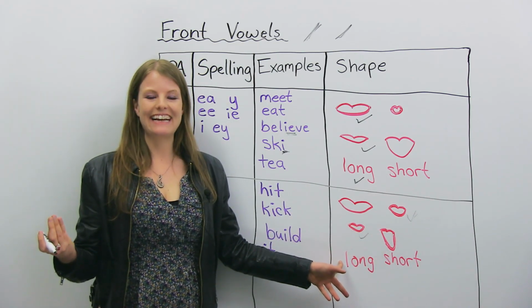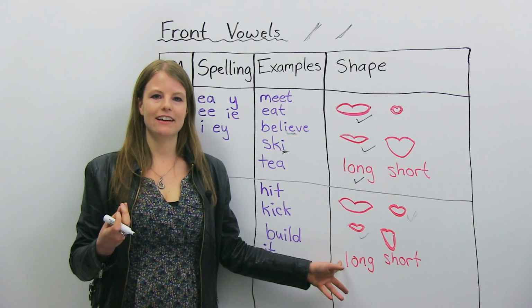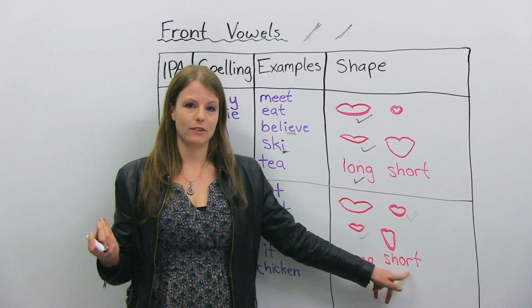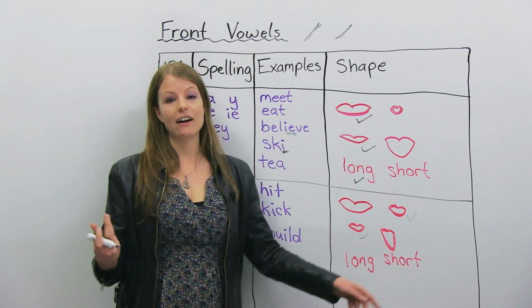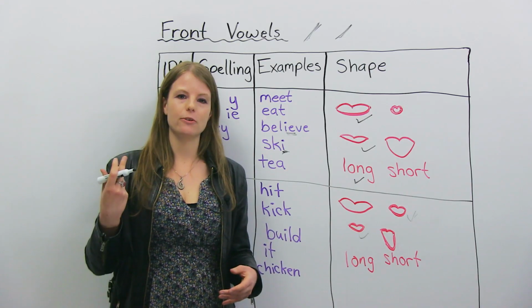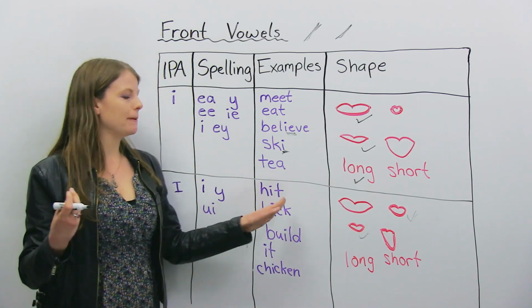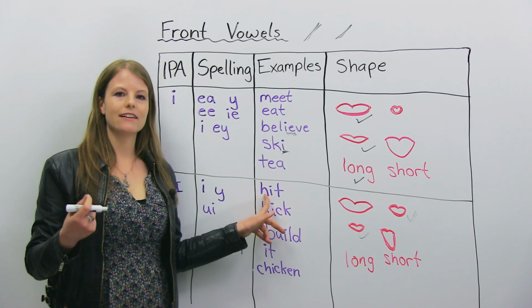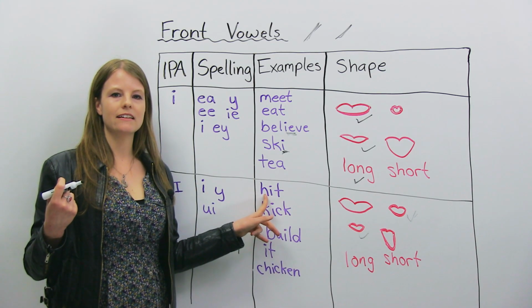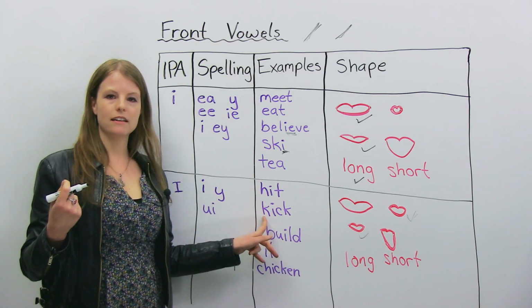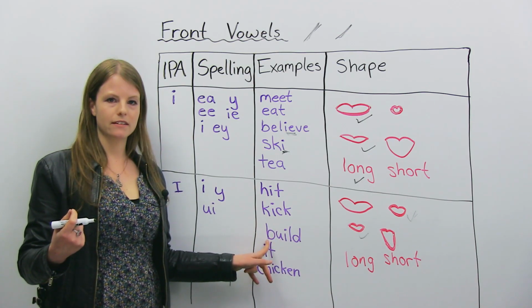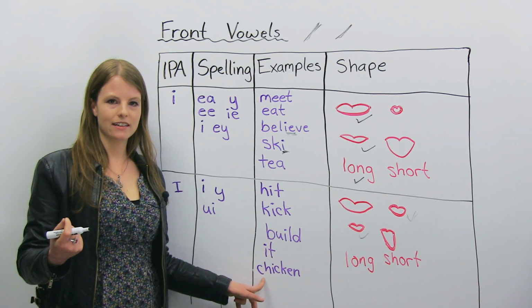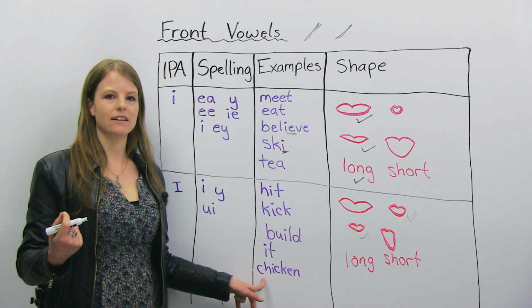Okay, now is it long, like E, or is it a short sound? I. It's actually a very short sound. Okay, so this is the one we want, short. Now pay attention to what your lips are doing and how big your mouth is. I want you to repeat these sounds after me and these words. I. Okay, good. Now say hit. Hit. Kick. Build. It. Chick. Chicken.